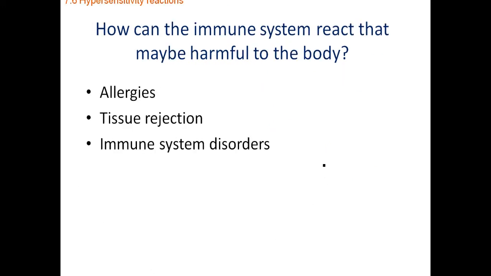Okay, now, how can the immune system react in a way that's harmful to the body? There's several different things that can happen. One is allergies. If you have an allergic reaction to something, it's a really strong immune system response, a hypersensitive response. Then we have tissue rejection, and then we also have immune system disorders. So we're going to talk a little bit about each of these.